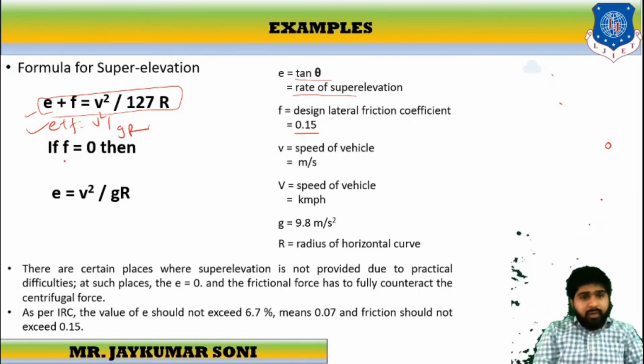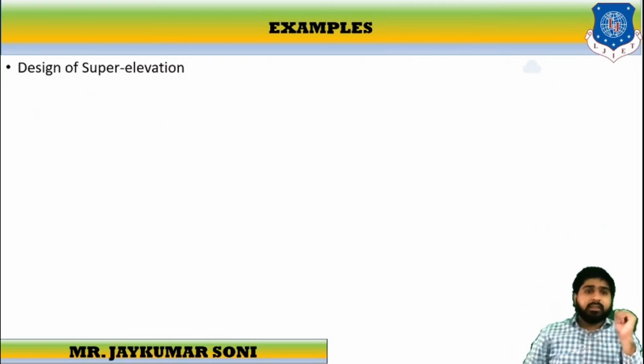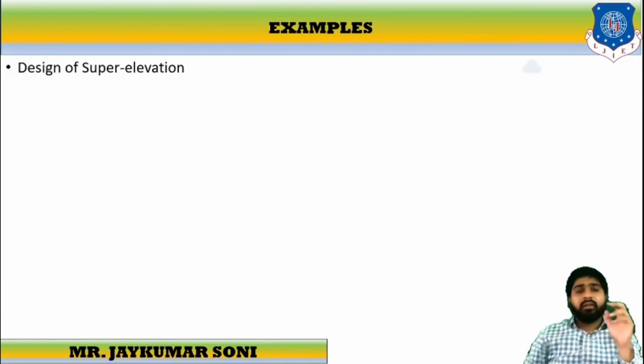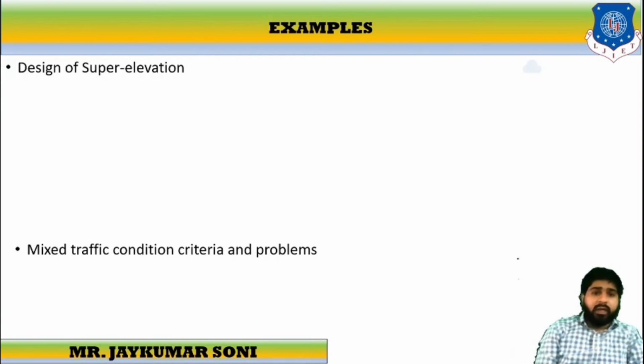If we put the value of f equal to 0, then it will be e is equal to V square by g. Now let us discuss the designing of super elevation. Designing of super elevation means there are two criteria that we need to understand.